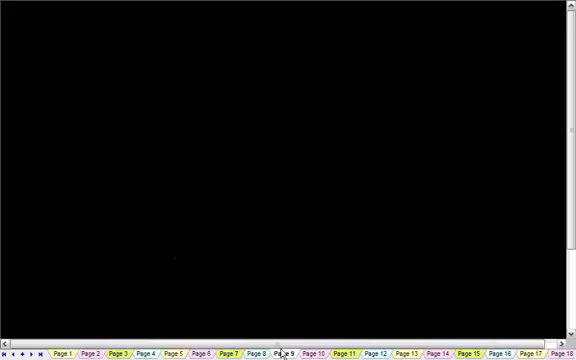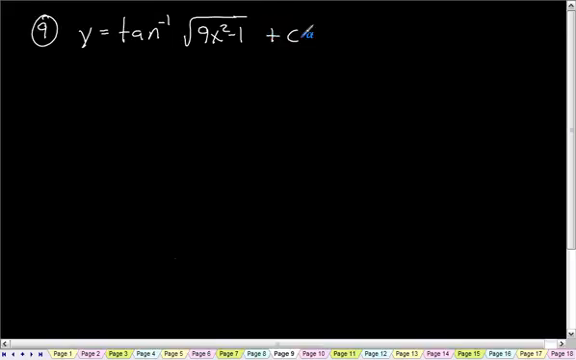Let's do number 9. 9's kind of a doozy. y is equal to minus 1 radical 9x squared minus 1, cosecant minus 1 3x. They give you a stipulation: x has to be greater than 1/3.